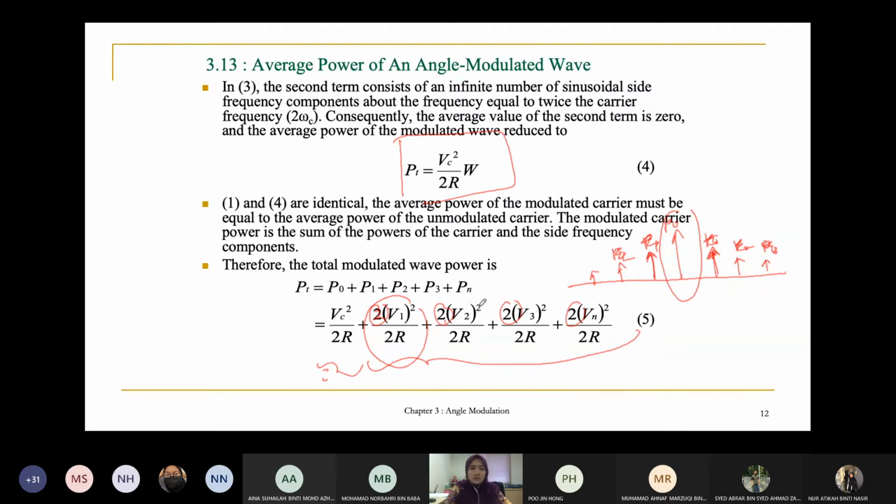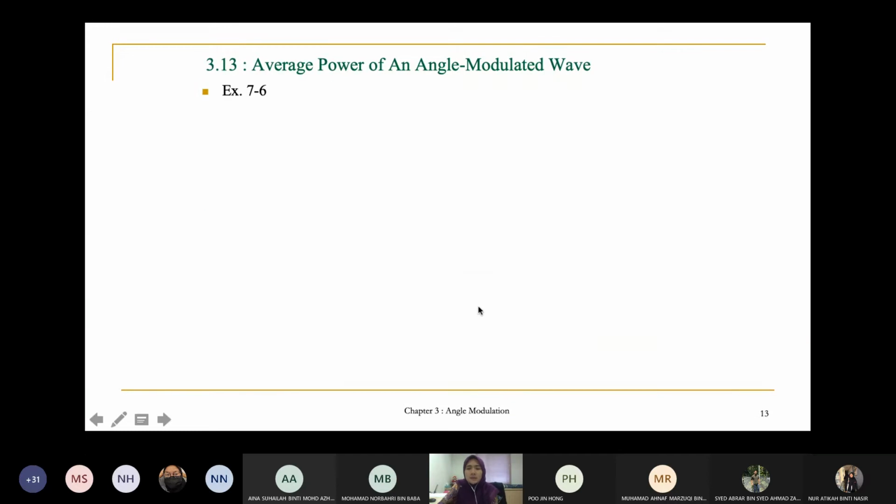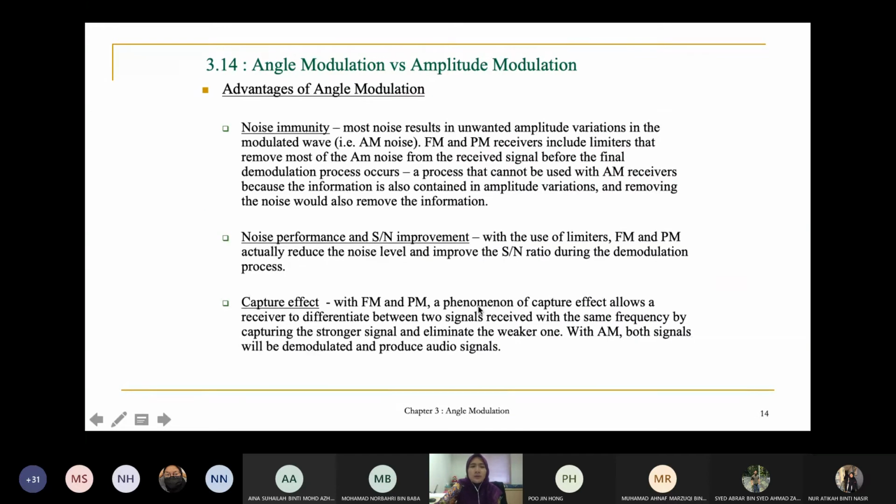Okay, any question? So if no question, we proceed with the final part in chapter 3, which is a comparison between angle modulated wave and amplitude modulated wave.